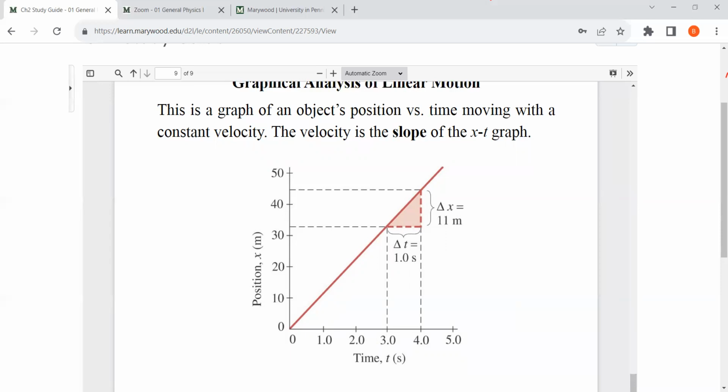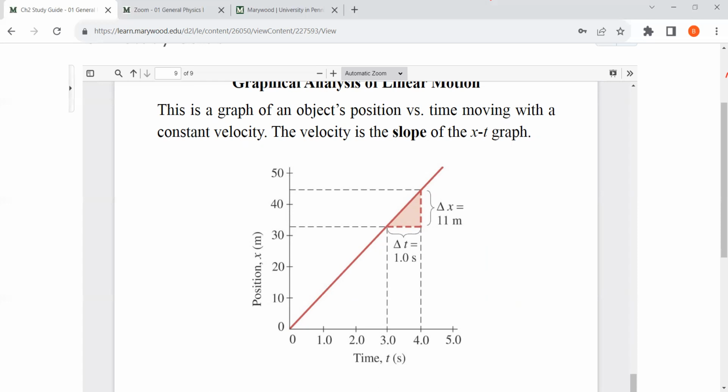So if you walk starting from some point, and if you use a stopwatch, you can get the numbers and you can plot them on graph paper. And let's say the graph of your position versus time looks like this. Although this is a position versus time graph, it can give you some important information about your velocity.